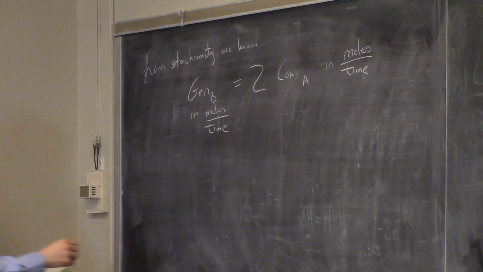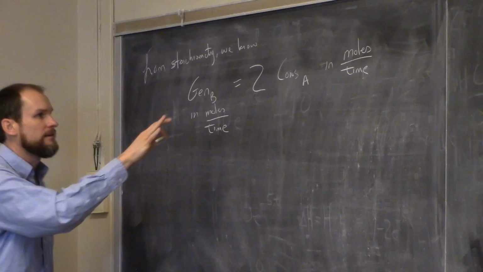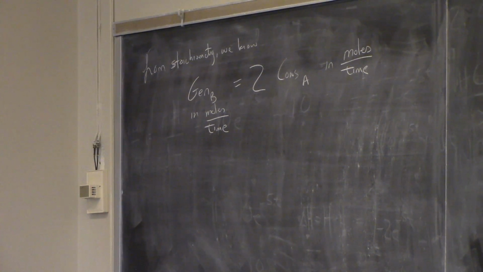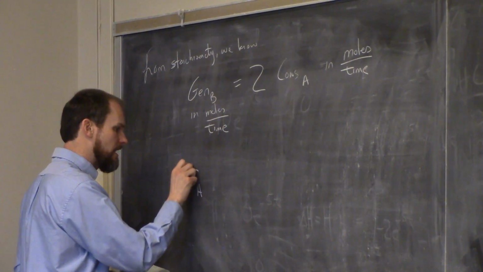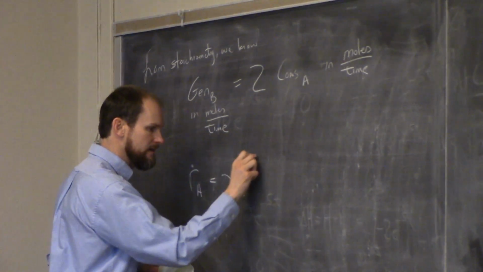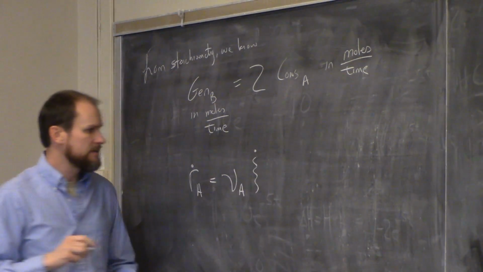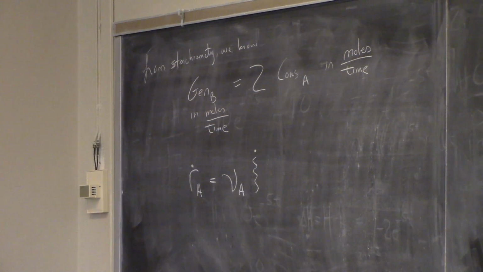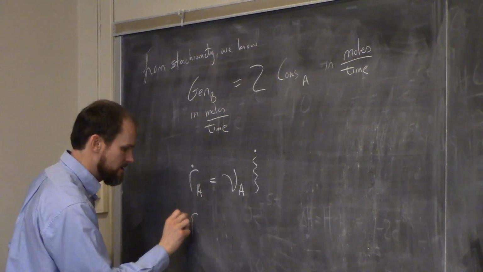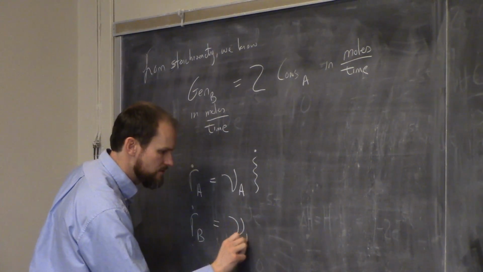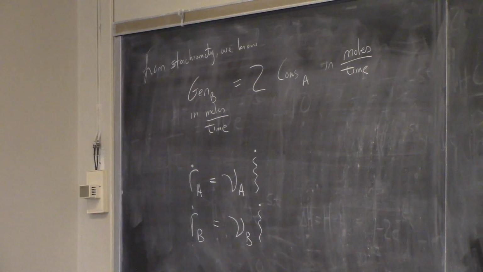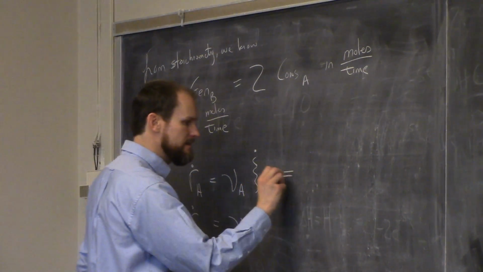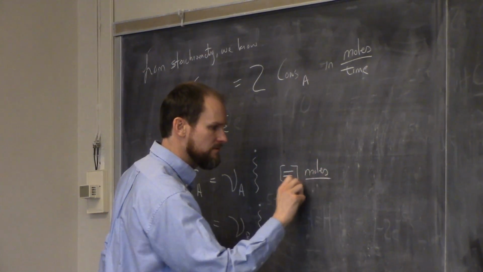Okay, so what we're going to do is, in the past we just said A consumed and B generated. What we're going to do now is use a variable to collapse this. I'm going to say little RA dot is mu A times xi dot, which is this squiggly little Greek character, and little RB dot is mu B times xi dot. These are both in moles per time.